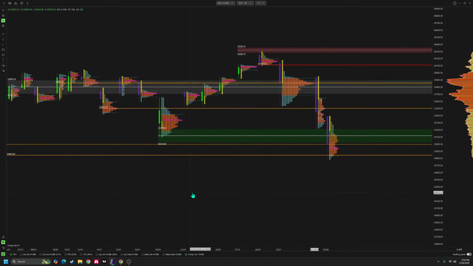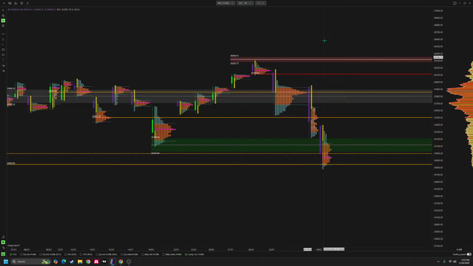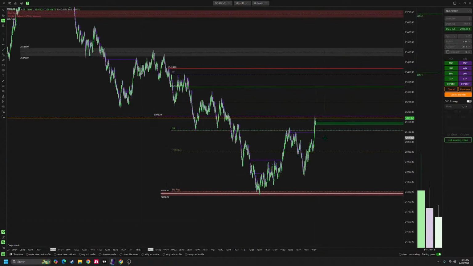So anyways, I digress. I've marked some levels that I think are important, where I think price could move to, or where it may reject off of. And that's how I use this chart. The chart we're trading on, though, is this 40 range chart here.